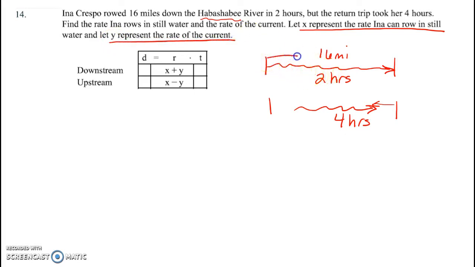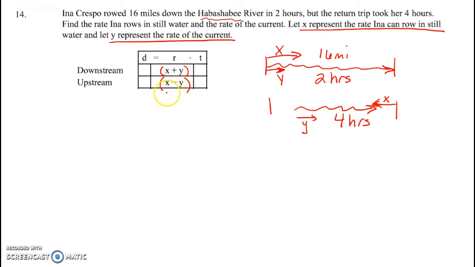Okay, so when she's going with the current, if she can row at X miles per hour, and the current is also going in the same direction, the speed of the current, which is Y, is going to make her rate faster. So her rate going downstream is X plus Y, which is right here. Now her rate going upstream, if she can row at a rate of X, but the current has a rate of Y, that's going to slow her down. So her rowing rate in still water slows down by the rate of the current.